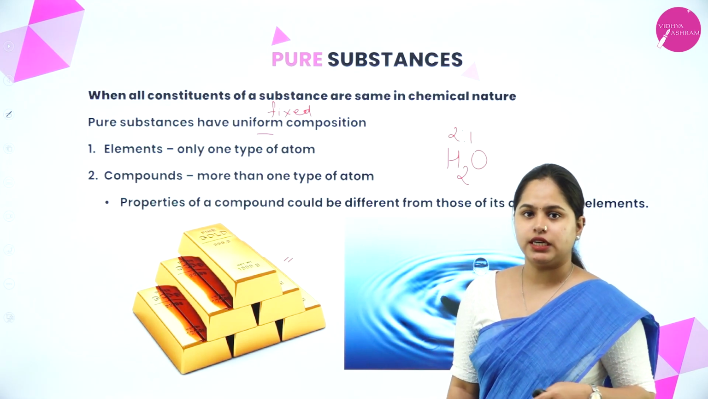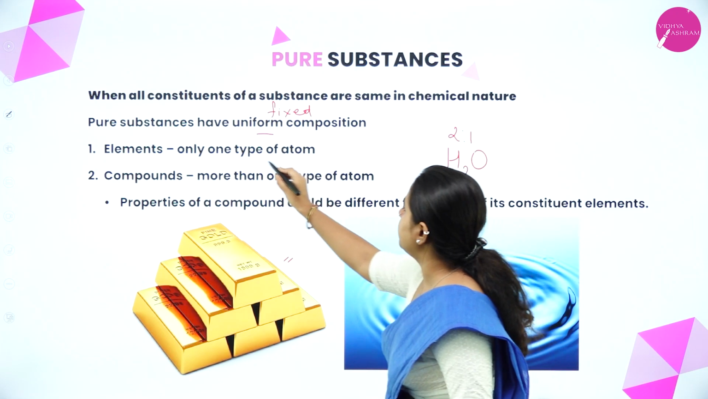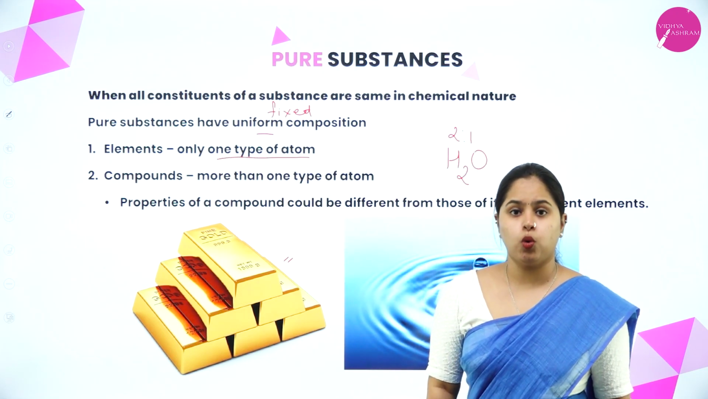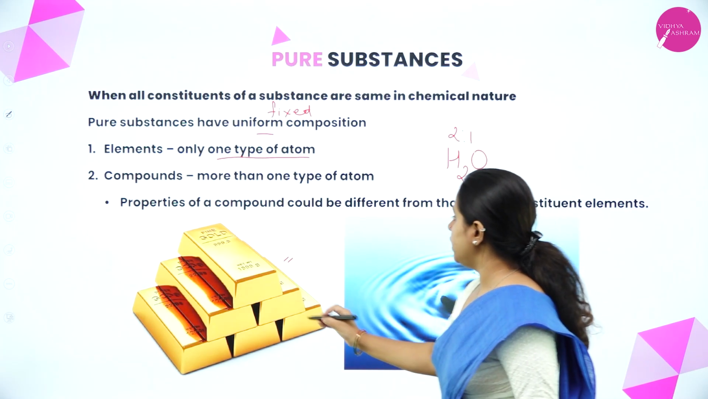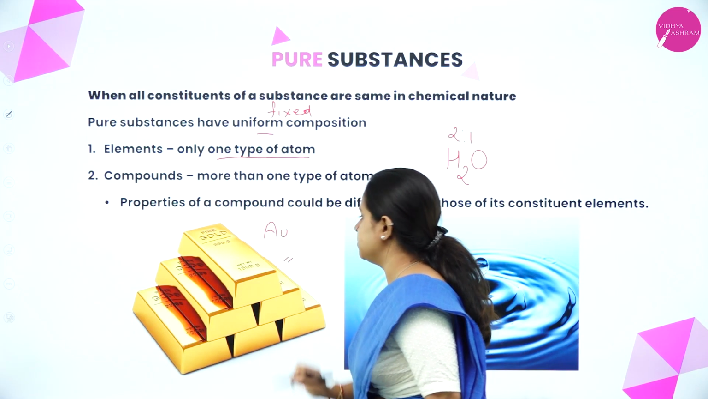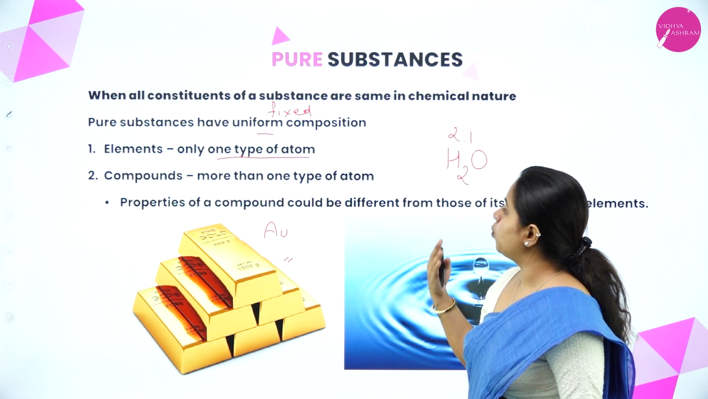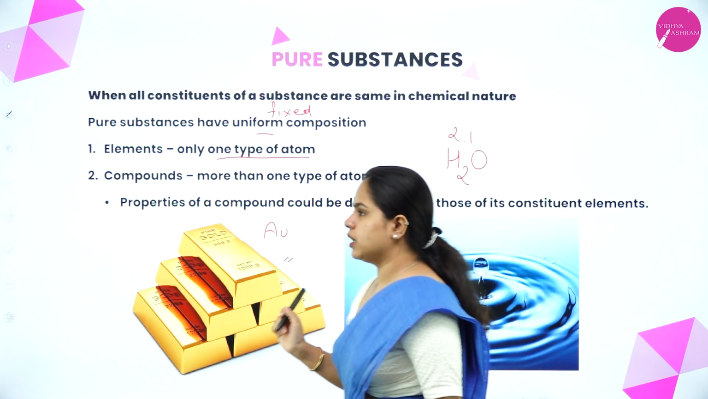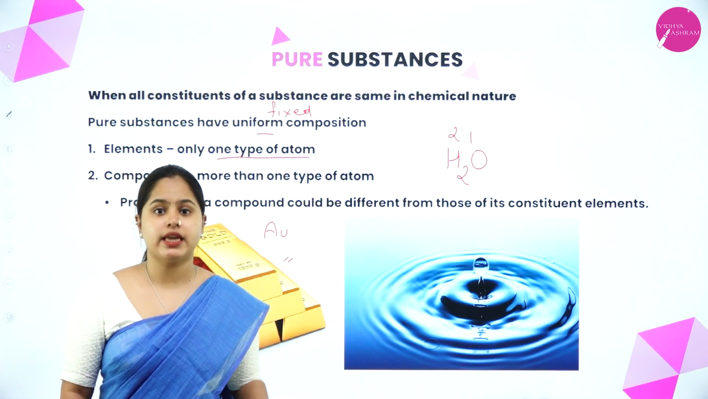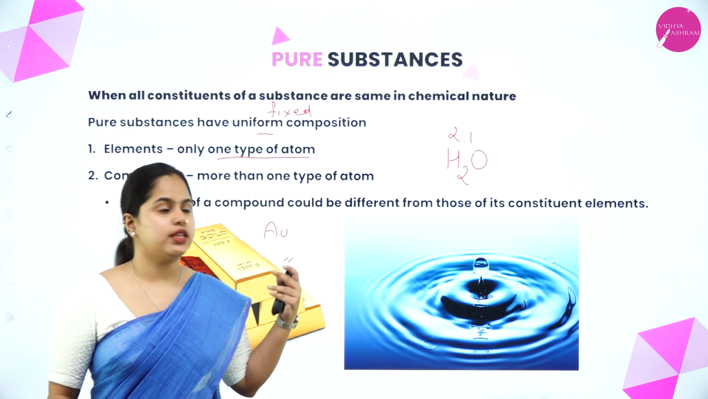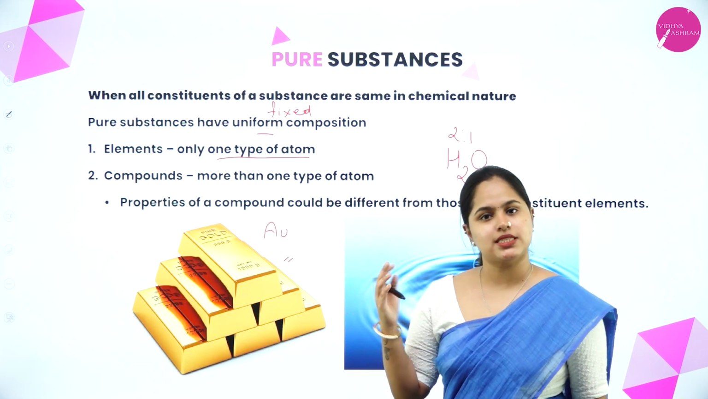They are classified further into elements and compounds. Elements are pure substances which contain only one type of atom. So gold is an example of an element because it only consists of gold atoms. Now what about compounds? They consist of more than one type of atom. So water is an example of a compound. Why? It is made up of two types of atom, hydrogen and oxygen. So they are considered to be compounds. I hope it is clear what elements and compounds are.